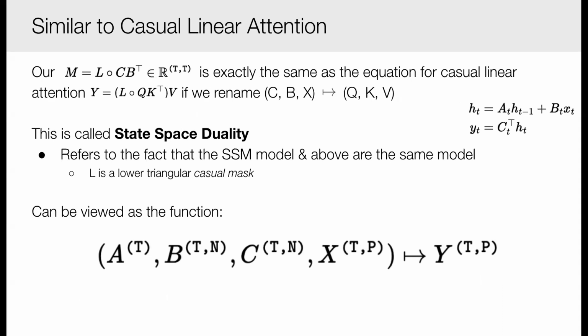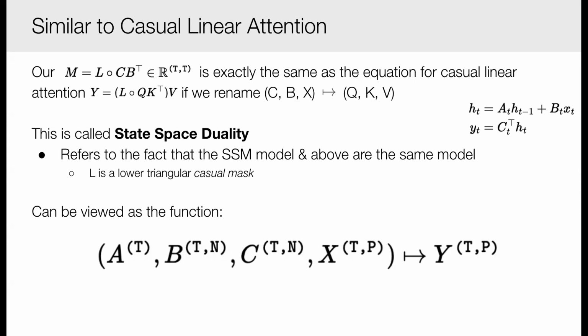Our M is basically the exact same equation as linear attention, if you rename the parameters from before. So M is equal to L, your quote unquote attention mask, multiplied by your learned parameters C and B. It's essentially equal to something called causal linear attention, which, as a side note, is different from the attention that you learned in the Attention Is All You Need paper. Causal linear attention just does some extra kernel operations, and other than that it's mostly the same.